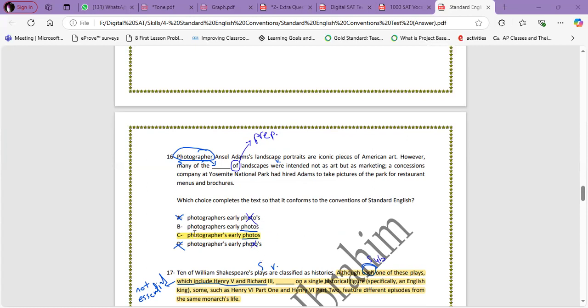Now we are between B and C. Here we have photographer as a noun and photo as a noun. So two nouns. So it's better to put apostrophe S. It's better to put apostrophe S. Without it, it's going to be wrong.